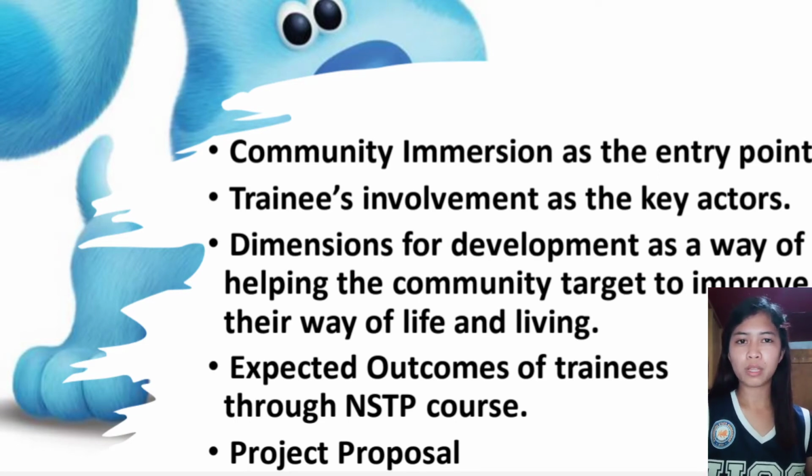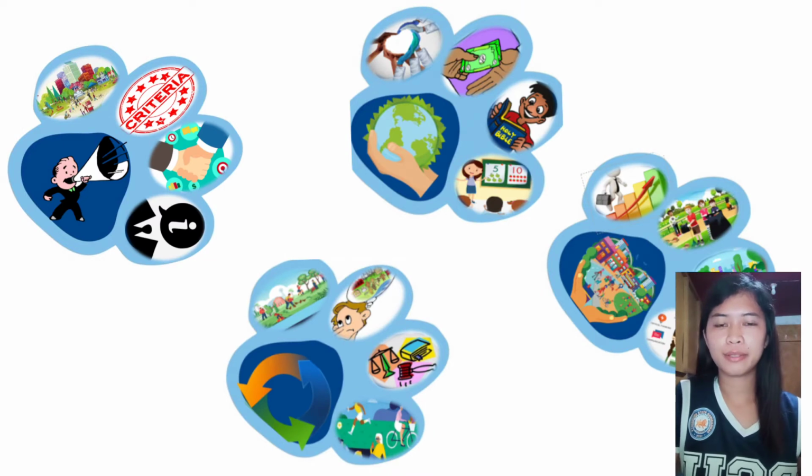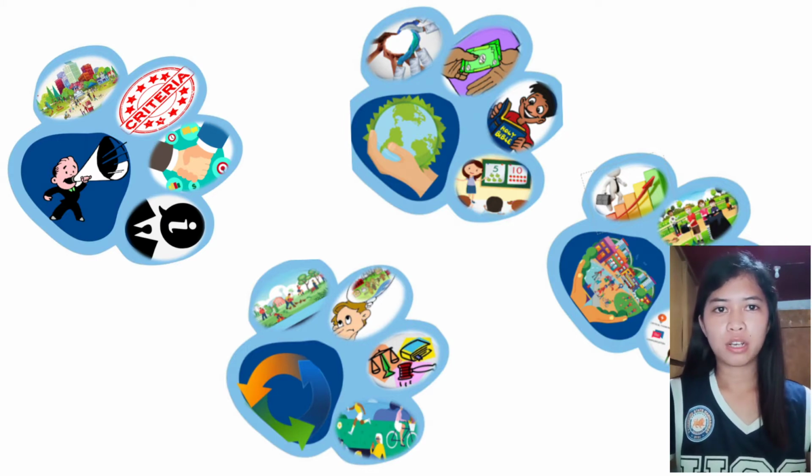We are also going to present our project proposal and its expected outcomes. So this is our visual concept of community immersion. We have used the famous animation Blue's Clues to represent our idea, in which every paw print is a clue or a particular topic. So every paw consists of images that will be later explained by the members of our group.